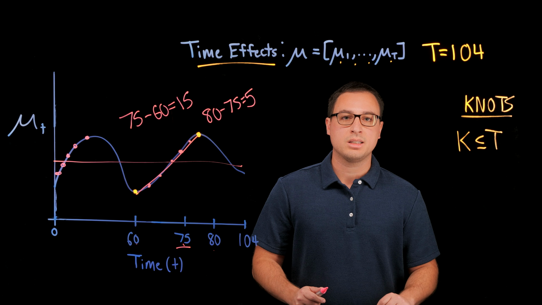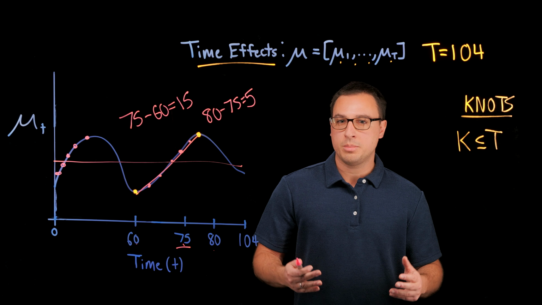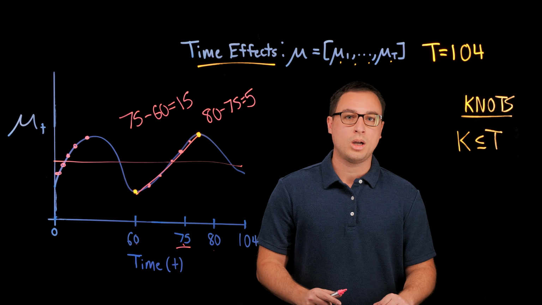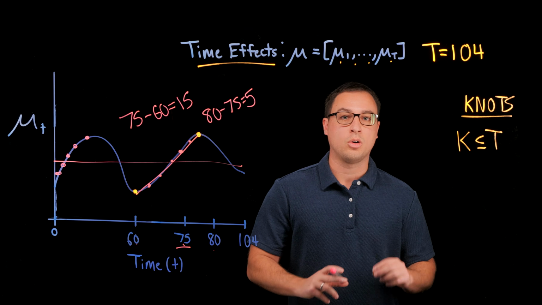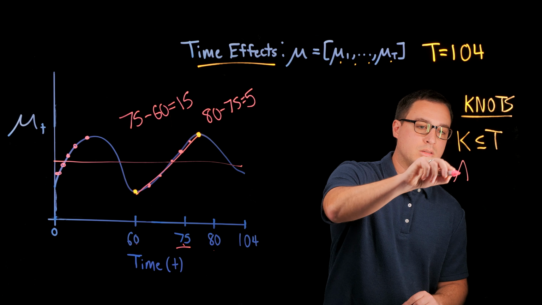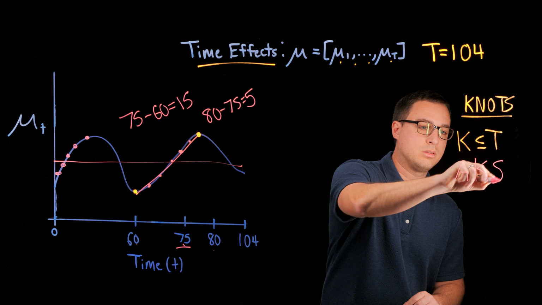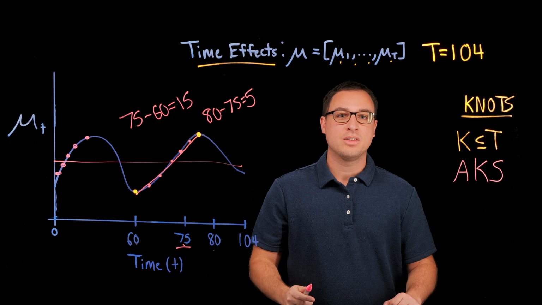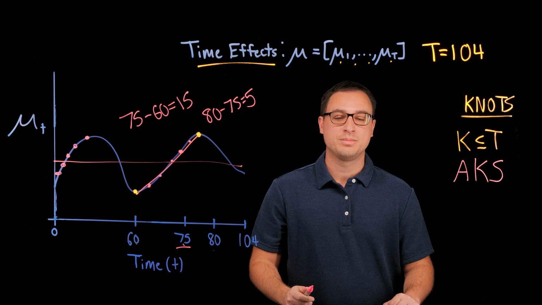In practice, selecting the number of knots often requires trial and error. Wouldn't it be better if the data could just tell us how many knots it needs? This is why Meridian offers AKS, or automatic knot selection. AKS removes the guesswork, giving you a statistically rigorous starting point.